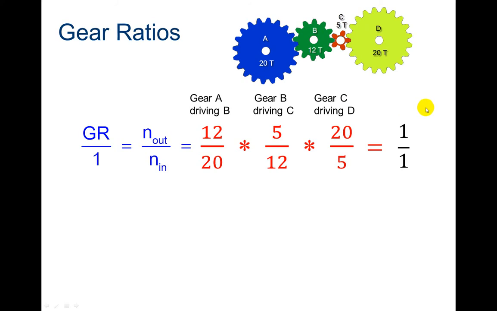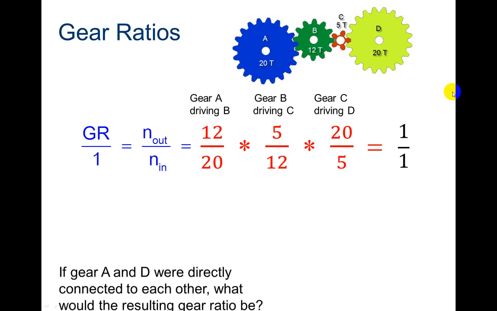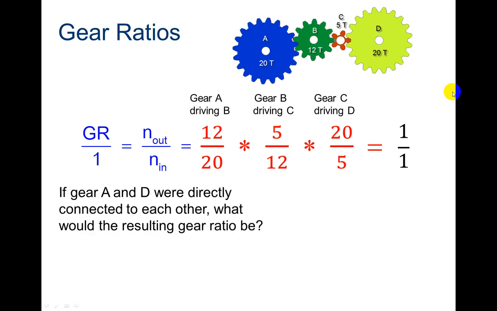And notice that every single time, B is on top, and again B is on bottom. It's always going to cancel out. C here is on top, and it's on bottom again. It's always going to cancel out. So really, all we have to do whenever we have a longer gear train is look at the gear ratio of the first one and the last one, because the others will always cancel out. Right? So if gear A and D were directly connected to each other, the result is going to be the same.